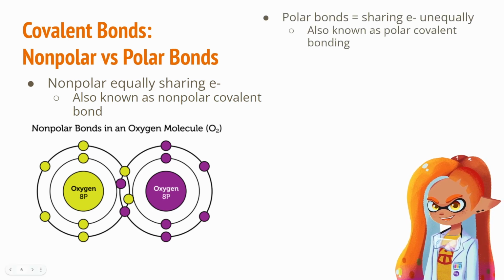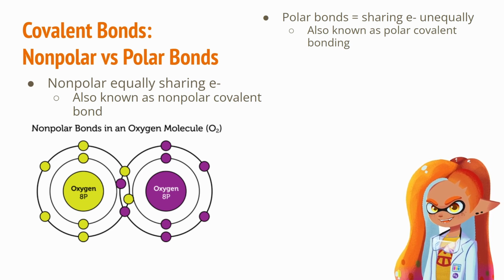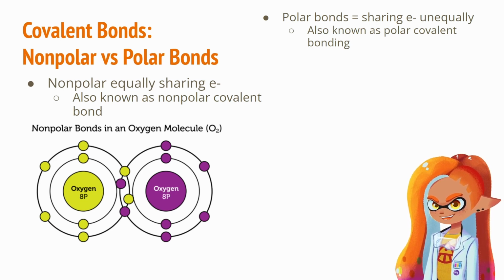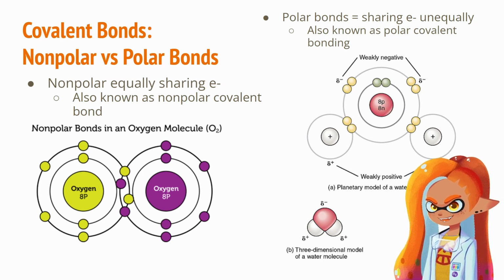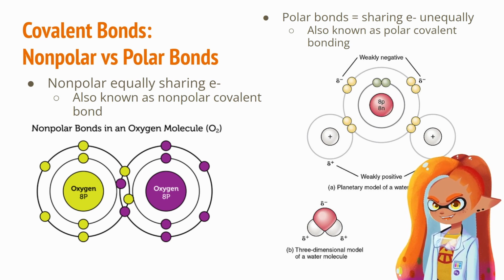We also have polar bonds. That's when electrons are shared unequally. We can also say polar covalent bonding. Again, interchangeably, when we say polar bond, we're assuming covalent, and you just might see that term also. One example of this is water. So here's water drawn in different ways.